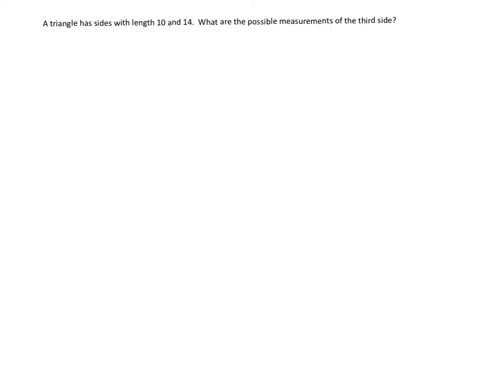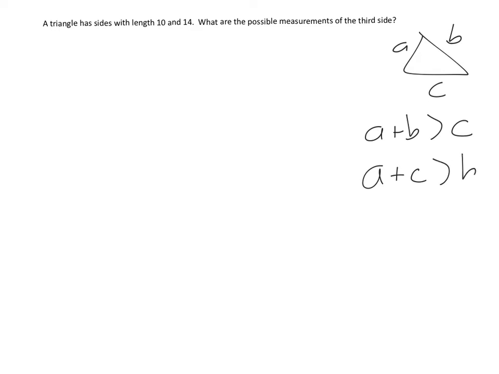All right, in this video we're looking at something called the triangle inequality theorem. If you have three sides of a triangle, A, B, and C, and you take two sides of the triangle and add them together, they'll always be bigger than the third side. So A plus B is bigger than C, A plus C is bigger than B, and B plus C is bigger than A. This is going to let us figure out some possible solutions to this problem.